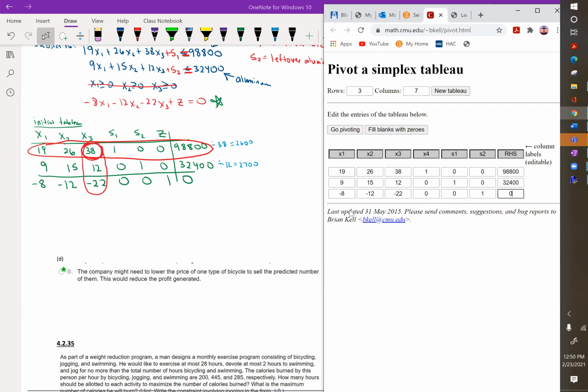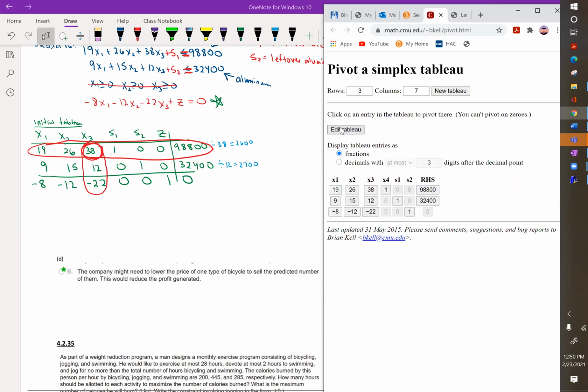All right, let me double check that I typed them in all right. Okay. So once you get them all typed in, you're ready to pivot. So we are going to click Go Pivoting. Boom. And then we have to tell it which one we want to pivot on, and we do that by just clicking on it. So we want to pivot on this 38 right here. So I'm going to click it. And it pivots. And so then we ask ourselves, are we finished? And we answer ourselves, yes, we are. There are no negatives in the bottom row. That's great. We only had to pivot once that time. I'll never give you a problem that you have to pivot more than 3 times, but usually it's once or twice.